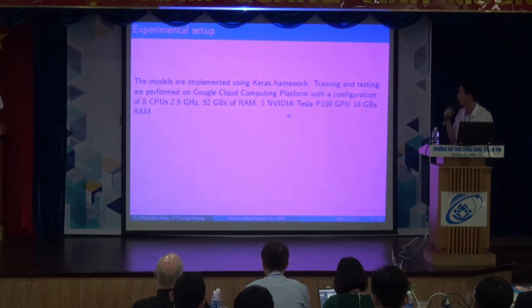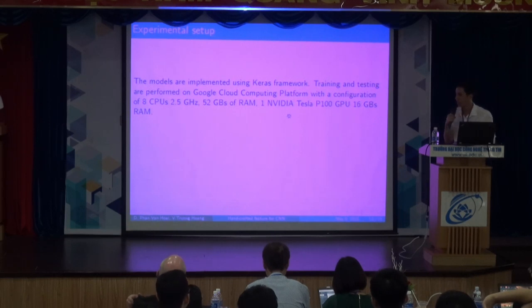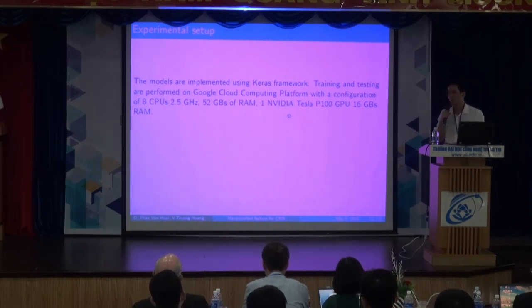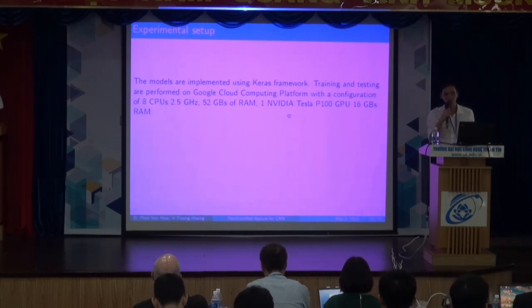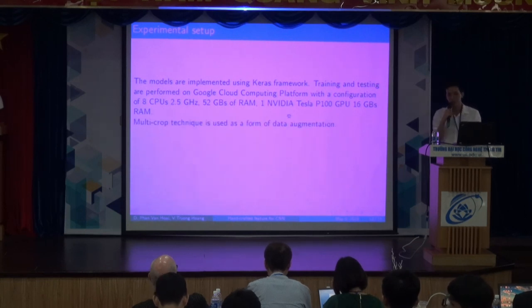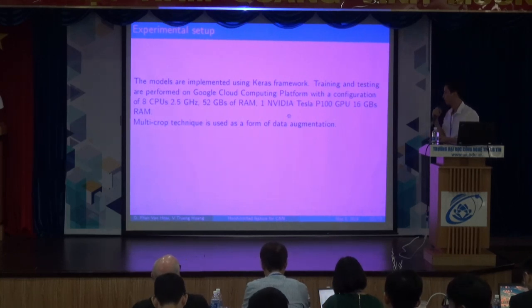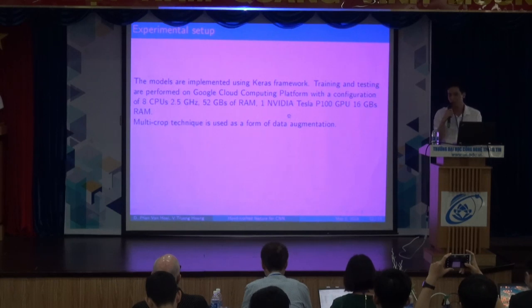And here are the details of the experimental setup. We implement all the models using the Keras framework, and the training and testing processes are performed on the Google Cloud platform with a configuration of a CPU at 2.5 gigahertz with 52 gigabytes of RAM and one NVIDIA Tesla P100 GPU with 16 gigabytes of RAM. A multi-crop technique was used as a form of data augmentation. This technique is not used on New BarkTex due to its low resolution. On the other datasets, we crop five regions with the size of 96 by 96 pixels.